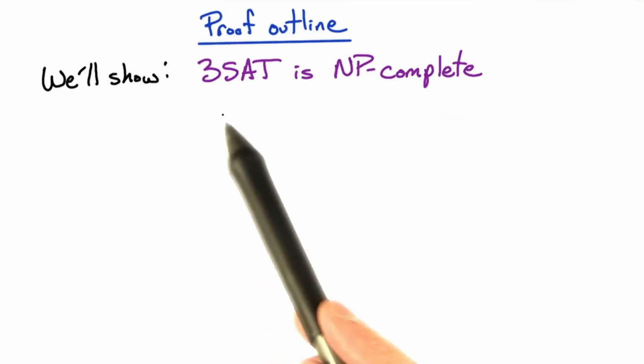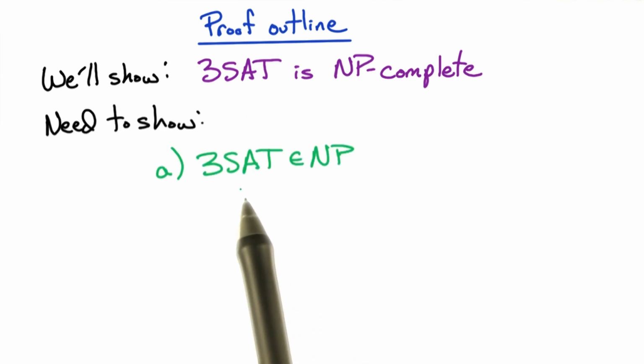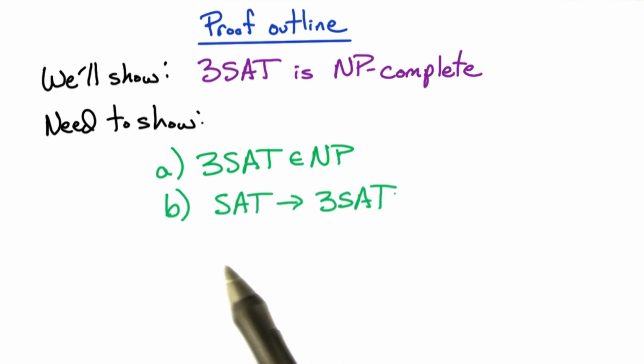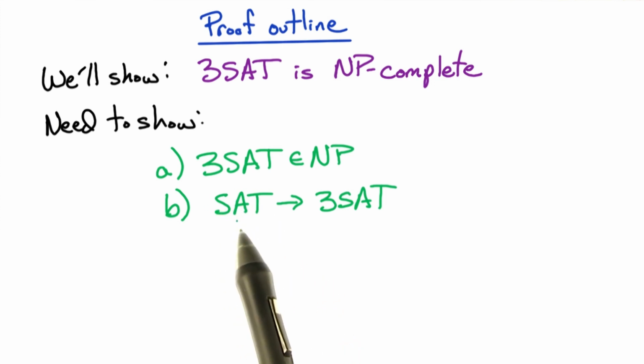Now we're going to show that the 3-SAT problem is NP-complete. Before we dive into the proof, let's outline what we need to show in order to establish that the 3-SAT problem is NP-complete. The first thing we need to show is that the 3-SAT problem lies in the class NP. This will be straightforward to prove. Now our main task is to take a known NP-complete problem. In this case, all we know is that SAT is NP-complete. So we have to show a reduction from the SAT problem to the 3-SAT problem.